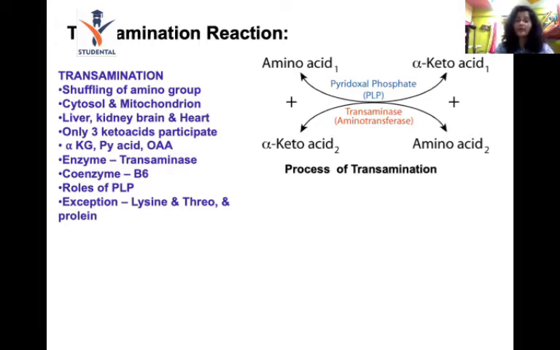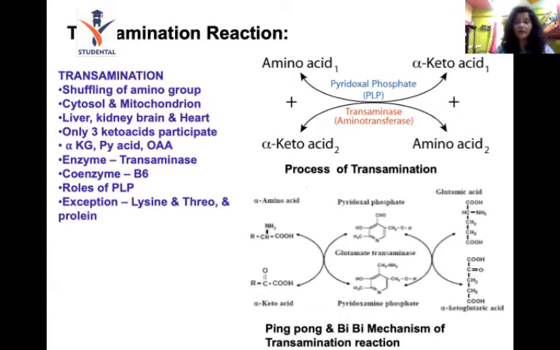Now let's come to the enzyme. The enzyme which catalyzes this reaction is known as transaminase or aminotransferase. It is important that this transaminase needs one coenzyme, pyridoxal phosphate or PLP, which is a derivative of vitamin B6. Now let's see why this transaminase needs pyridoxal phosphate.